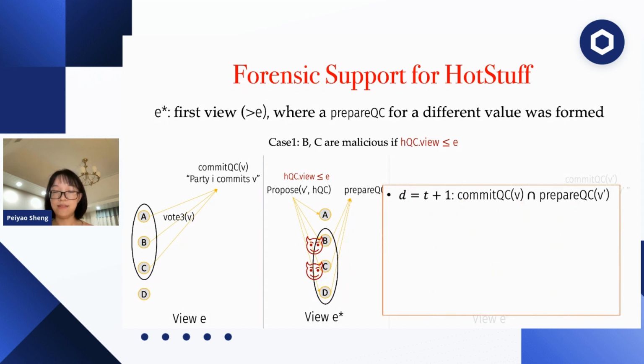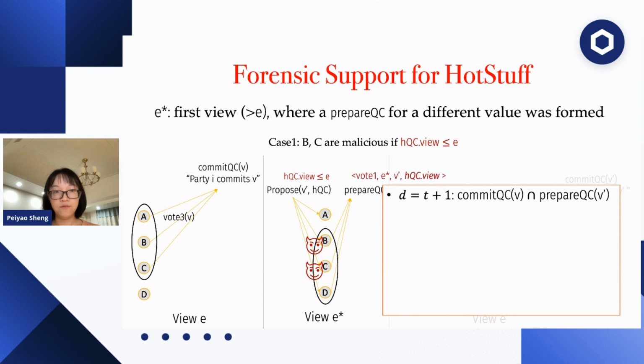Next, we can easily get this T plus 1 such culpable nodes by taking the intersection of the commit QC and the prepare QC for a different value. Thus, the parameter D equals T plus 1. Then how do we know that they are indeed culpable? We need some cryptographic evidence. So notice that the key step to find those culprits is to determine which view is E star. So the evidence is actually the proof of E star. We say in E star, the prepare QC is formed, and the view number of high QC is less than or equal to E.